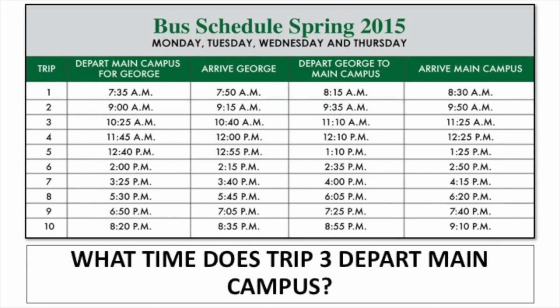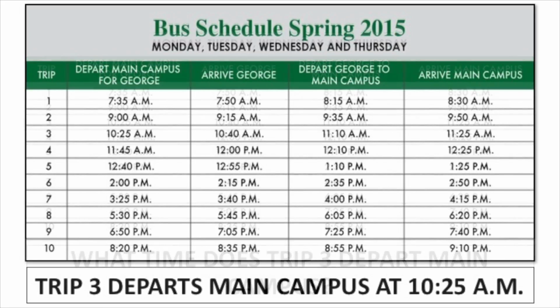What time does trip 3 depart main campus? Okay, so the first thing to do is find trip 3. And trip 3 is here. Now, what time does trip 3 depart main campus? 10:25 a.m. So you see, if you need to get that bus, you need to be at main campus for 10:25. So well done, guys. See, you're reading a timetable. Trip 3 departs main campus at 10:25 a.m.